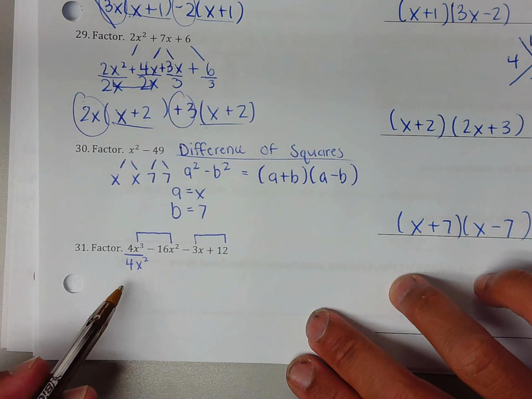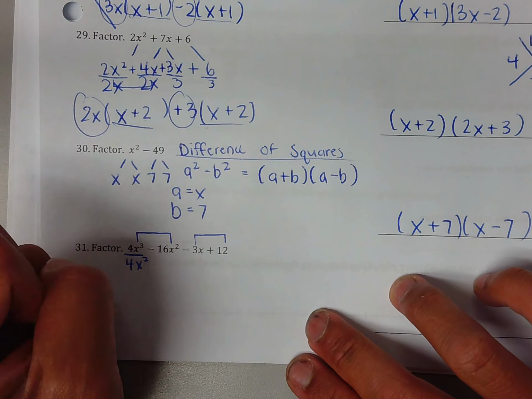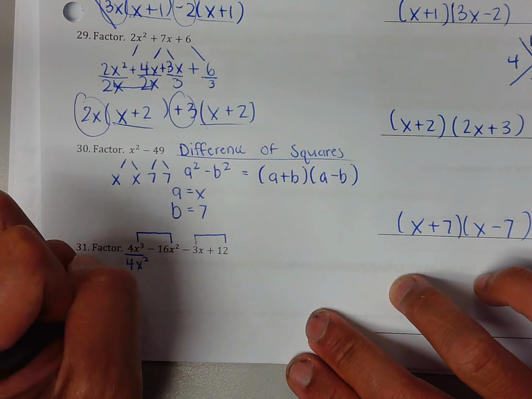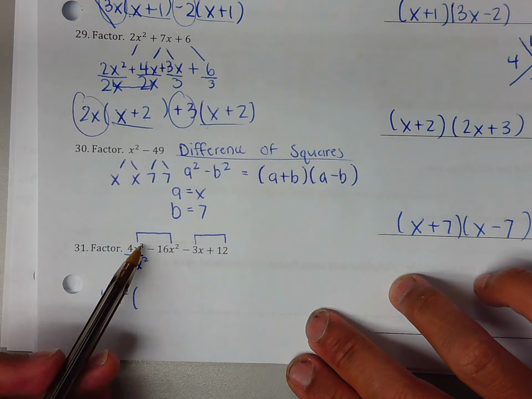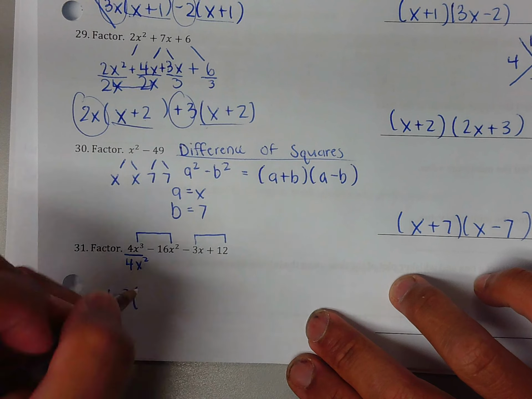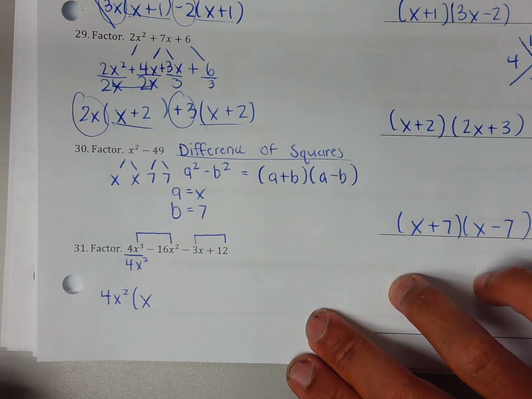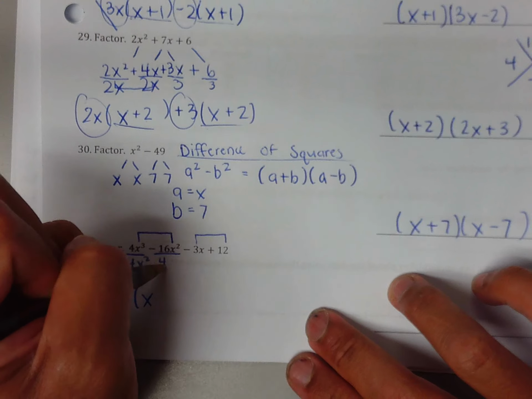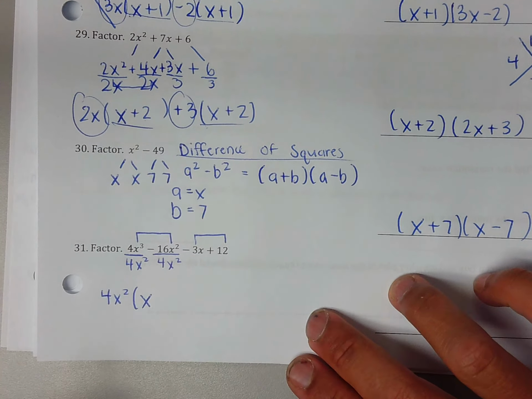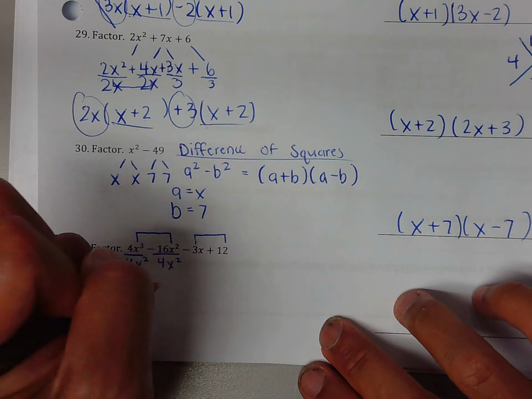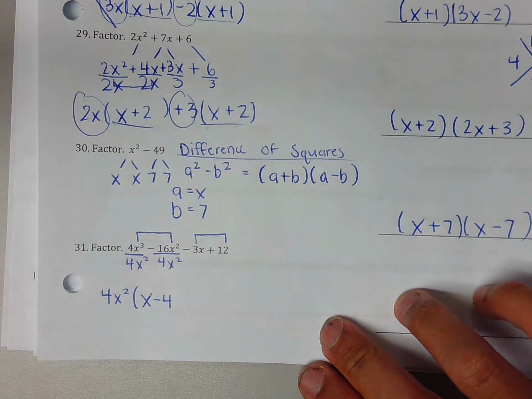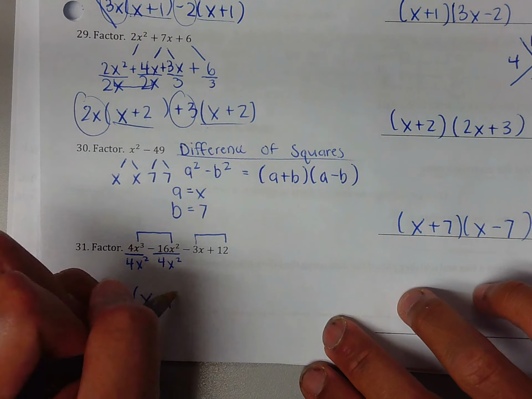So 4 divided by 4 gives me just 1. So let's see, sorry, 4x squared on the outside. x cubed divided by x squared gives me just an x. Dividing that by 4x squared as well, negative 16 divided by 4 just gives me negative 4. And then x squared divided by x squared, well, those cancel out.